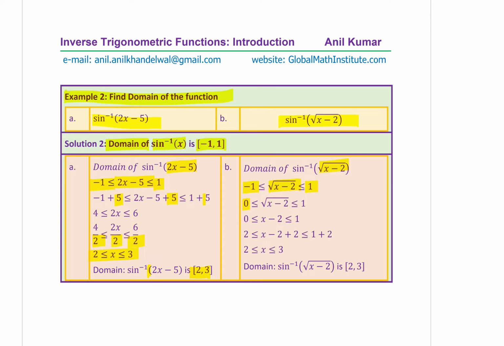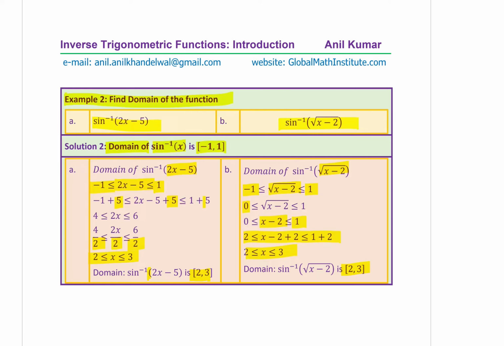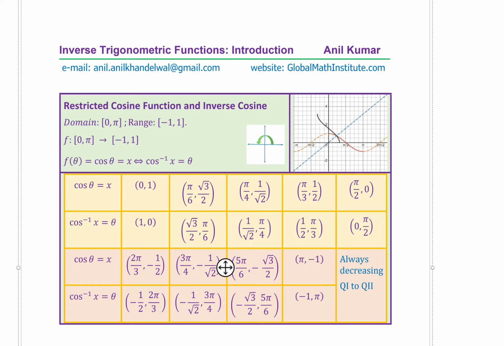Now we can square all, so squaring will convert the square root of x minus 2 to x minus 2. We can add 2 to each term, getting our answer as the domain being between 2 and 3, both included. I hope that is absolutely clear. So these are two types of questions which we'll take up in this particular video. And now let's look into the cosine function itself.